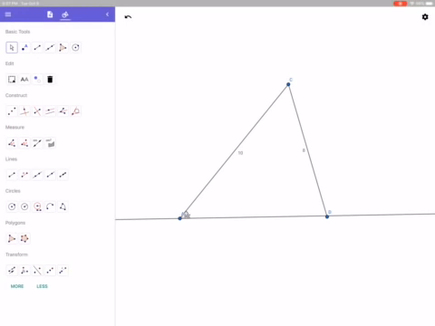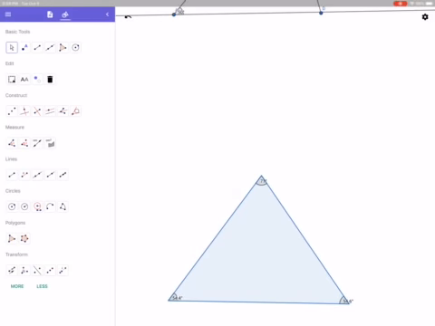All right. The question right beside that says, why can't I just use angle, angle, angle to show that two things are congruent?